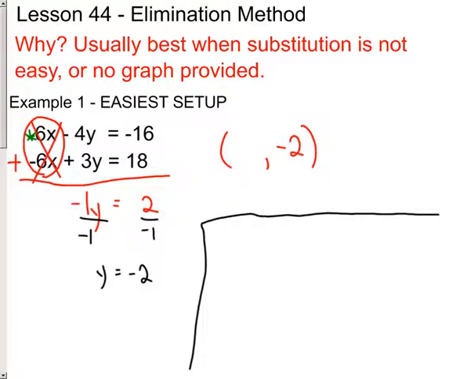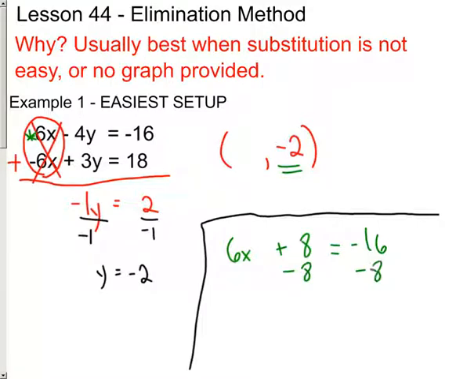It doesn't matter which one, you choose the easiest one. So let's take that one. 6x minus 4y equals negative 16. Remember that this is a y value, it's negative 2. So I'm going to take that and slide it in here. And negative 4 times negative 2 is positive 8. And now we can solve for the x.